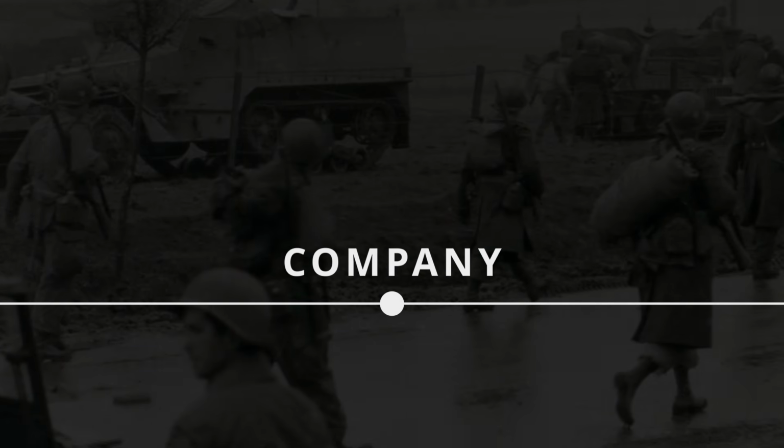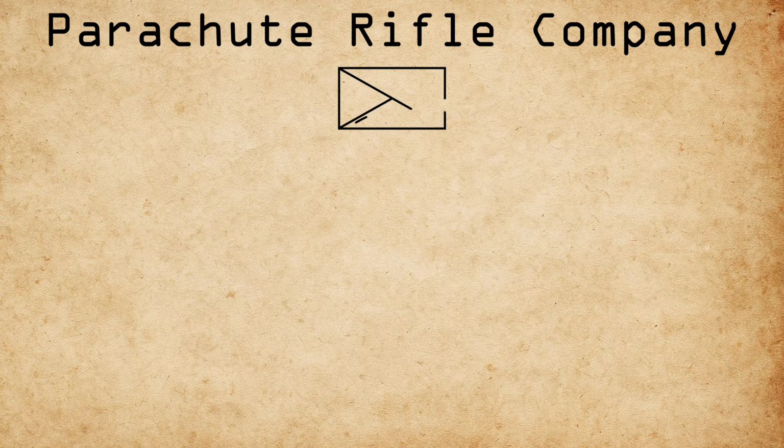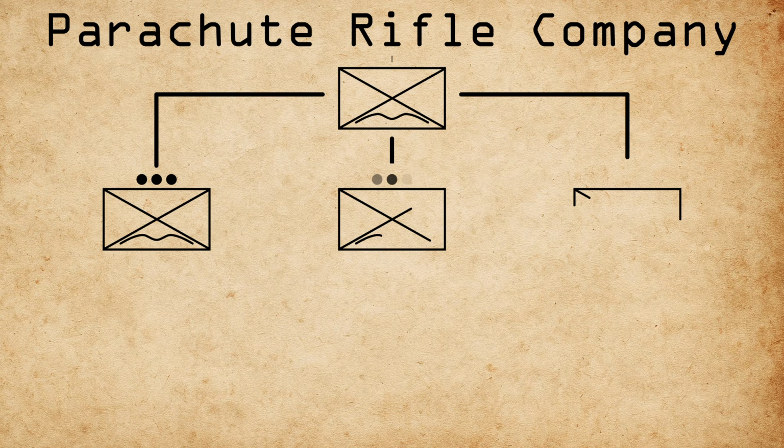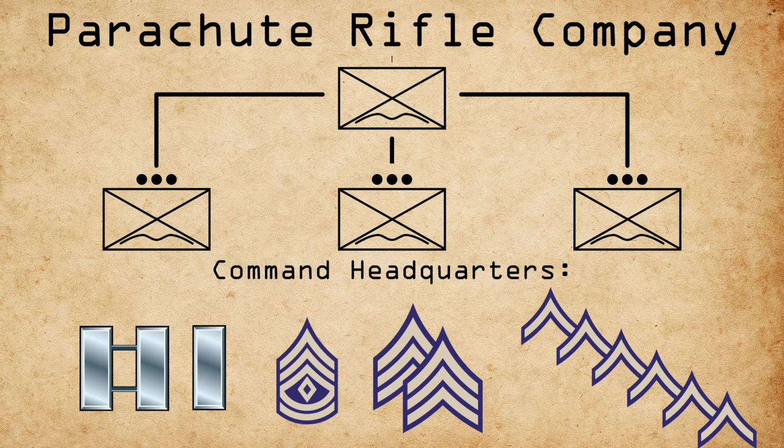Continuing up the ladder, the Parachute Rifle Company was the unit that contained these platoons. This consisted of 3 parachute rifle platoons and a command group, with a company commander, second-in-command, and small group of enlisted men. This headquarters also contained 5 riflemen to support casualties within the various attached platoons.